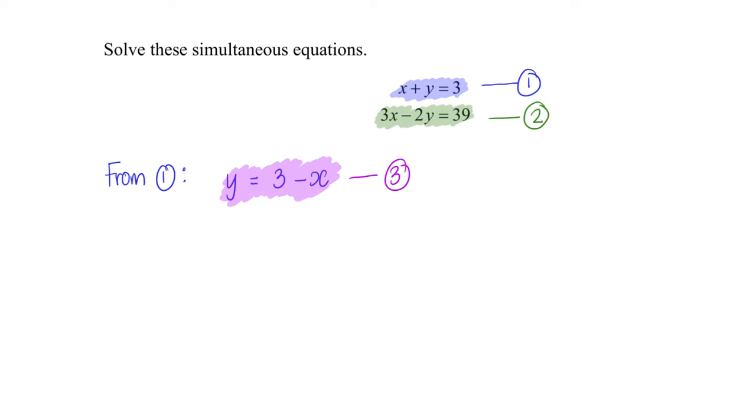And from here, we can see that since now I have y, I'm going to substitute my equation 3 into equation 2. And how do I go about doing that? At first, I will have 3x minus 2y equals to 39.